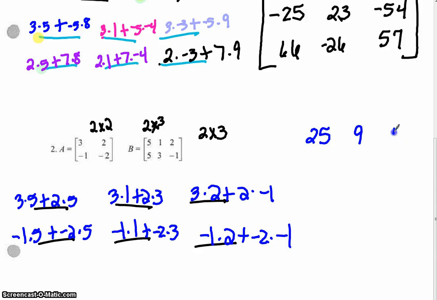6 minus 2, you're going to have 4. Negative 5 minus 10, negative 15. Negative 1 minus 6, negative 7. And negative 2 plus 2, 0. Put your brackets around it, and that is your answer. Going to the next page.